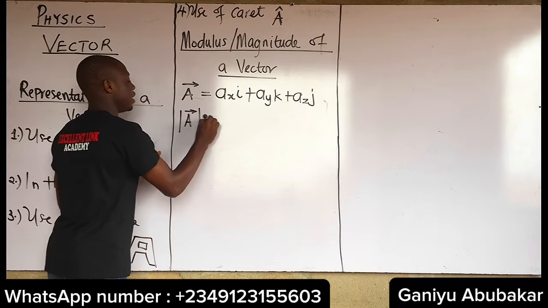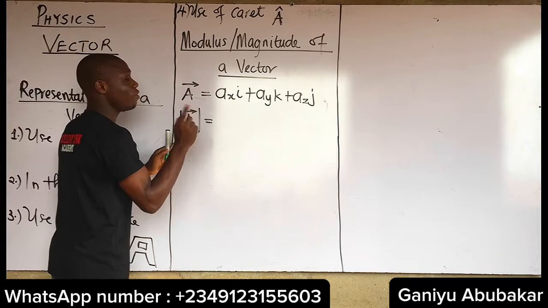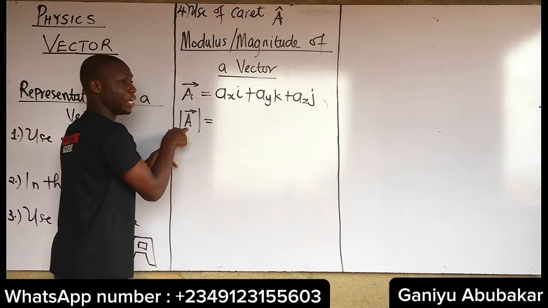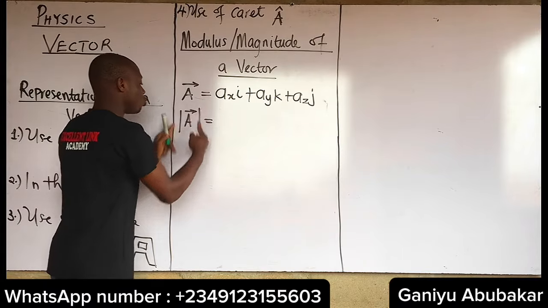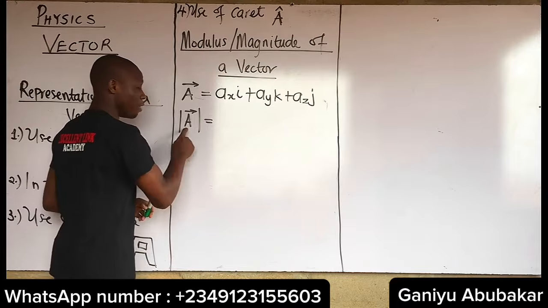vector A between two strokes, as in this case. So if you see this symbol, it means that you are looking for what? The modulus of vector A. So these two strokes represent the modulus or magnitude of vector A.